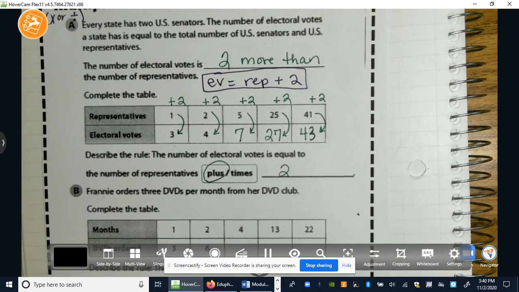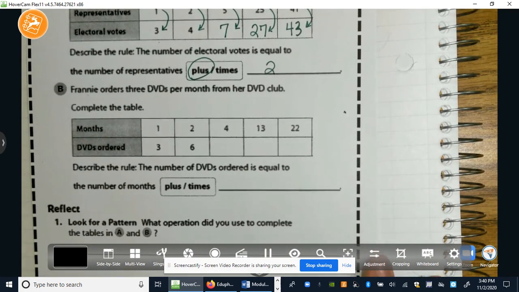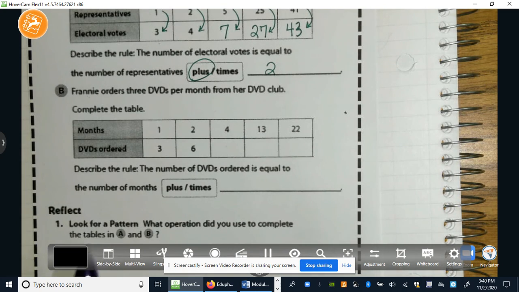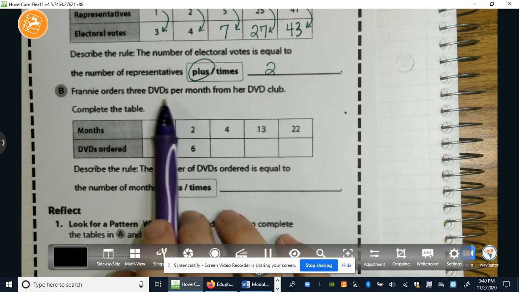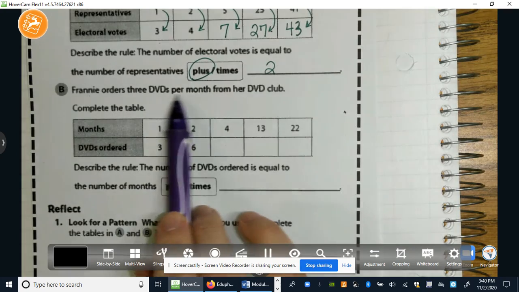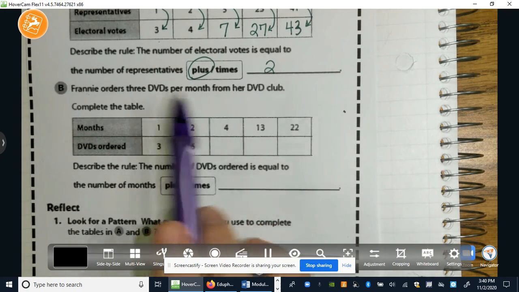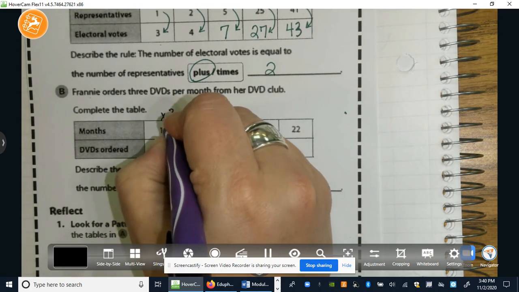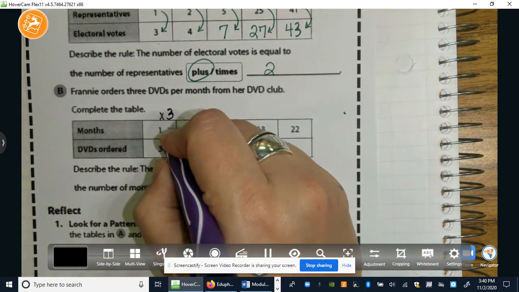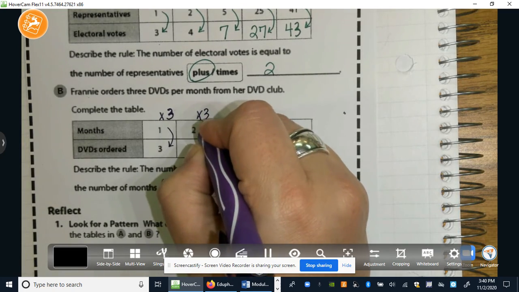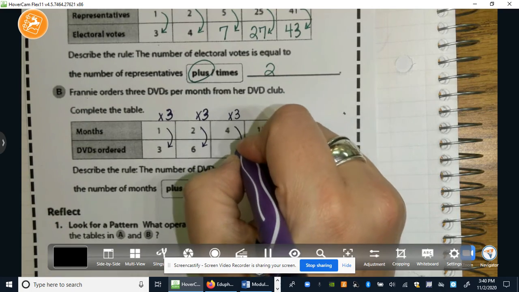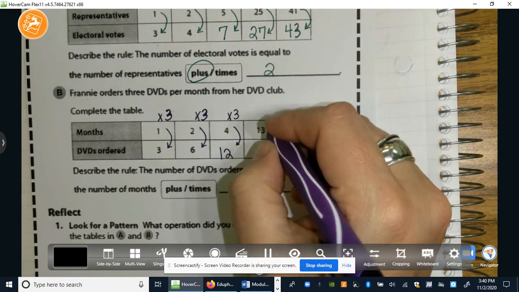Let's look at our next one. Franny orders 3 DVDs per month from her DVD club. Complete the table. So again, let's see if it's additive or multiplicative. Well, if I'm looking at per month, and think back to Brady the Math Cat, per with rates, you knew we were multiplying. 1 times 3 gives me 3. 2 times 3 gives me 6. 4 times 3 gives me 12.